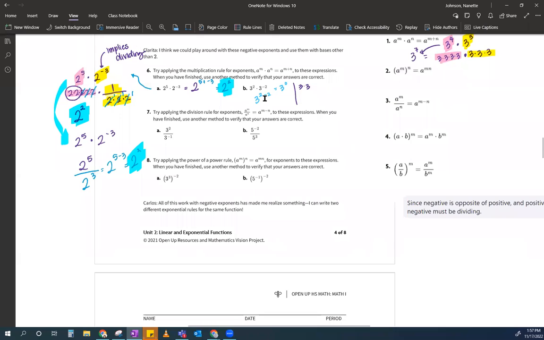What about 3 to the negative second? What did we just say that negative exponent means? What does that negative exponent actually mean? Yes, it means dividing. Very good.